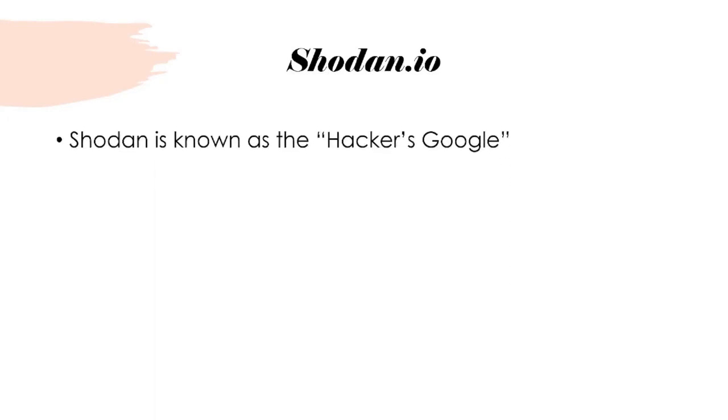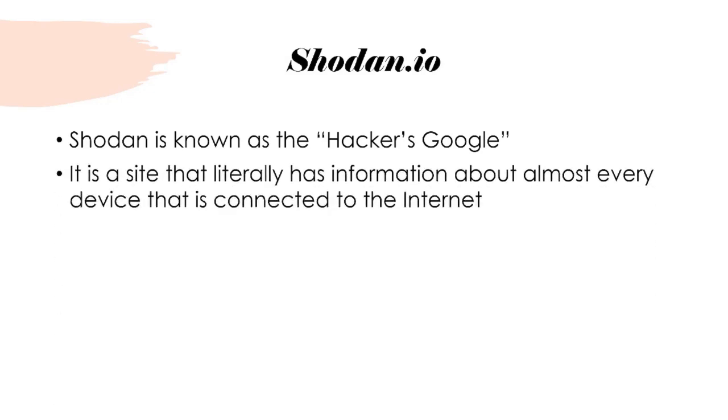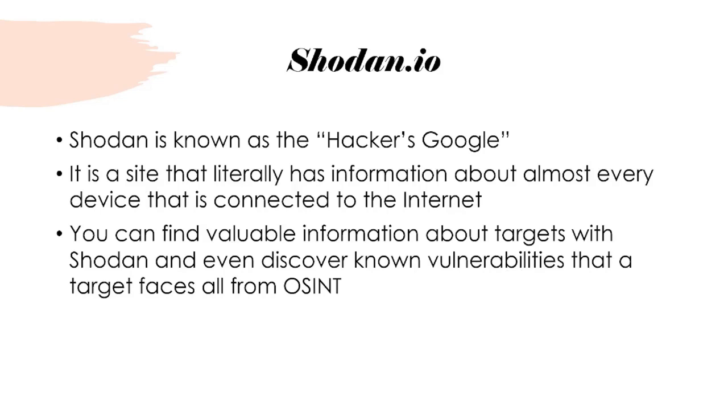Okay, so the next tool for open source reconnaissance is called Shodan. The website is shodan.io, and it's actually known as the hacker's Google. This is because it's a site that literally has information about almost every single device that's connected to the internet. You can find out valuable information about targets and discover vulnerabilities that affect them. And this is all open source intelligence.